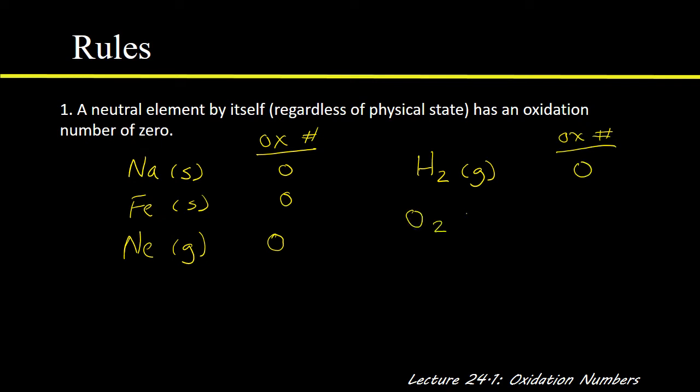Same would be true of oxygen, right? And it doesn't matter what form it is. Oxygen can be O2. You can also have ozone. Still be 0, right? Bromine is a diatomic liquid. Its oxidation number is 0. Okay. So as long as it doesn't have a charge, and as long as it's not in a compound with something else, its oxidation number is going to be 0. All right, that's pretty simple.